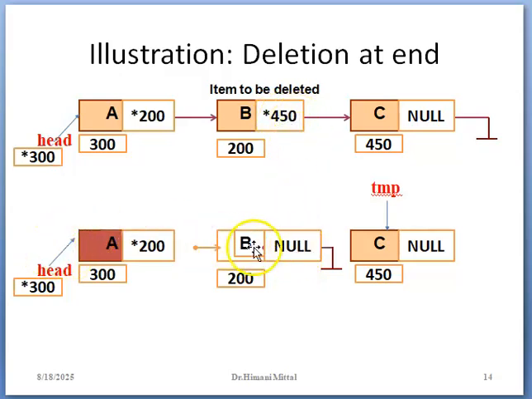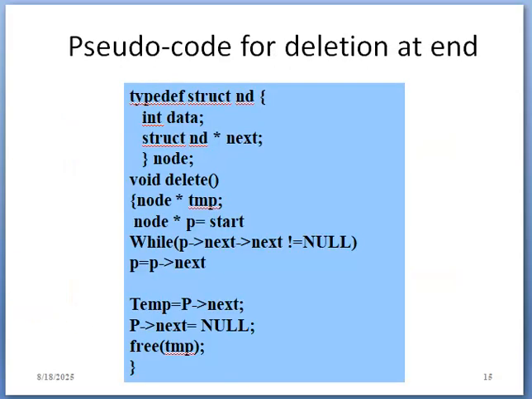So how can we do this? In order to change this value, I should have access to this particular pointer. Using next of 200, I can change the value here. There should be at least two elements in the linked list to perform deletion at end. In case there is a single element in the linked list, then deletion at beginning should be called. So let us look at the code.